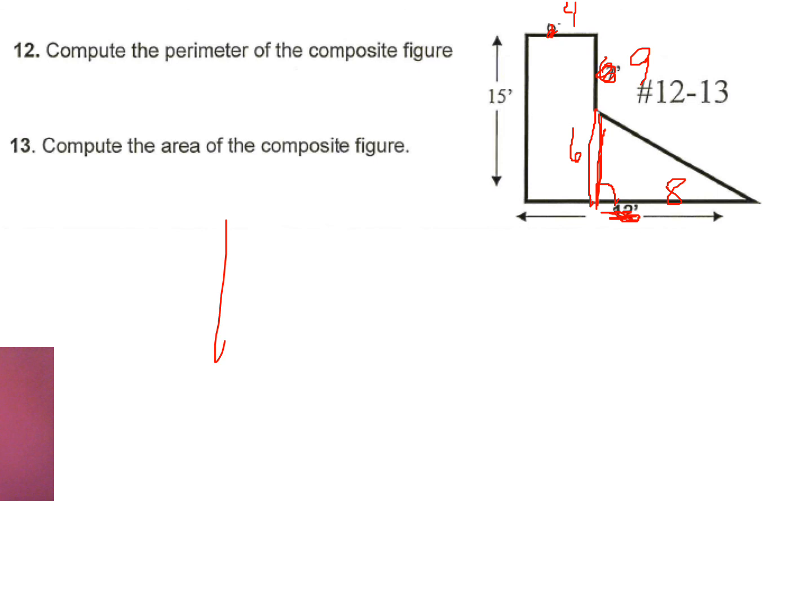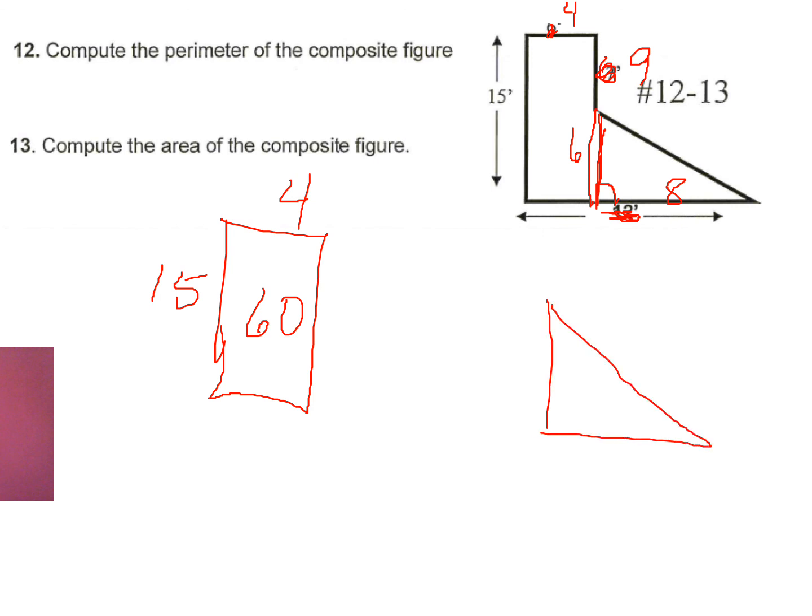So now let's take the rectangle. Just the rectangle has a 4 at the top and a 15 for that whole side. 4 times 15, that's 60. On the little triangle, all you need are your base, 8, and height, 6. But what formula does a triangle have? Base times height divided by 2.